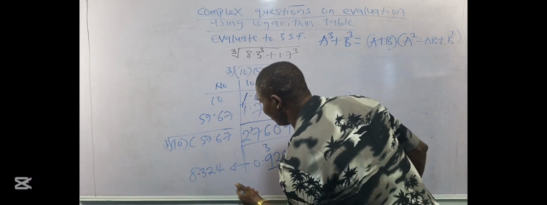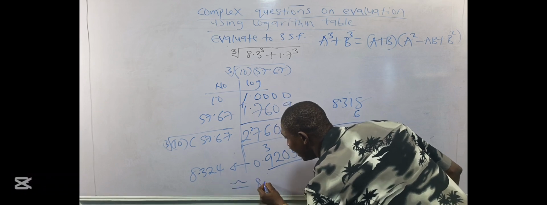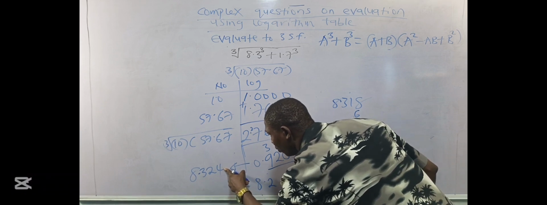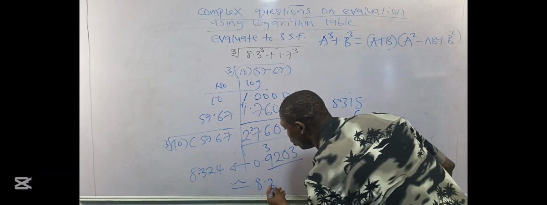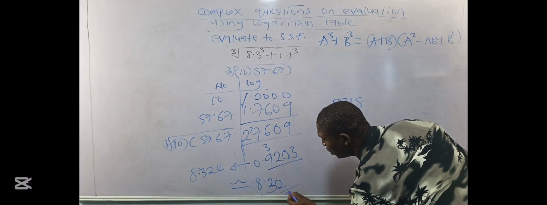But they set it to 3 significant figures. So my final answer will be approximated to 8.2 what? This is not up to what? 5. So I can't add anything. So it becomes 8.32. So this is my answer.